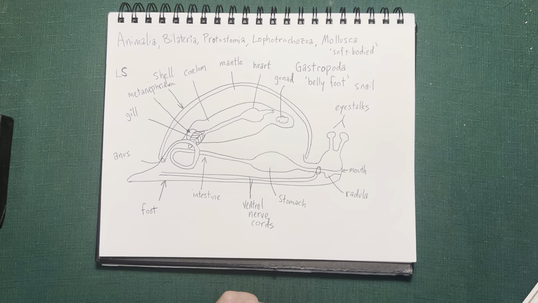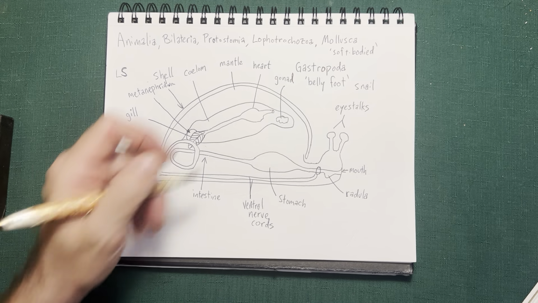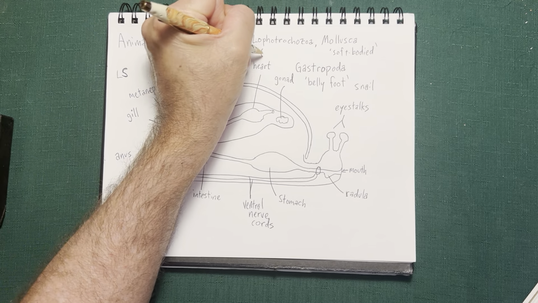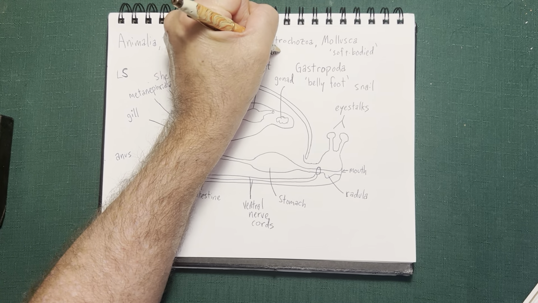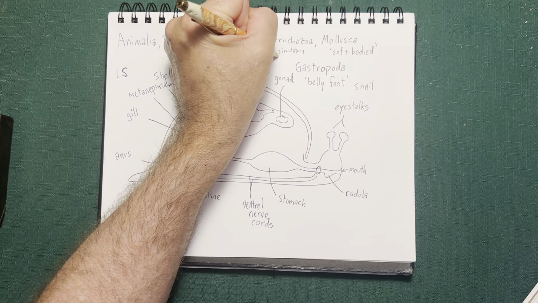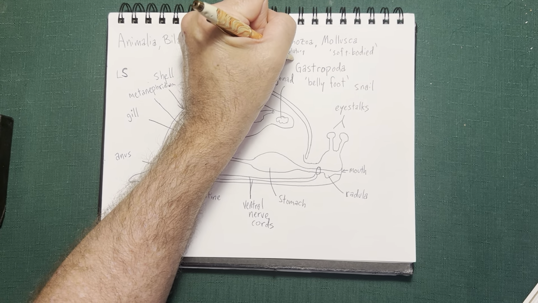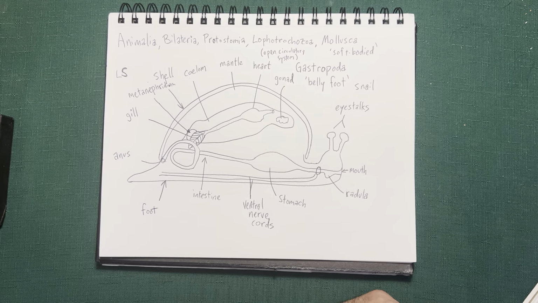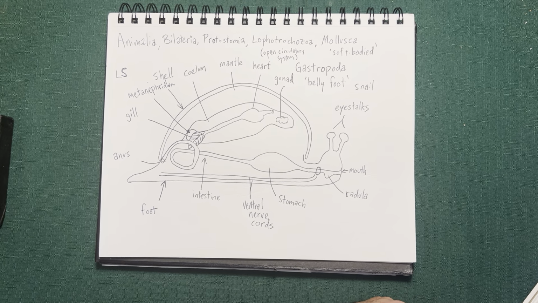So I think that covers everything I wanted to draw for you. Maybe I'll just once again indicate that we've got an open circulatory system. And yeah, that'll about do it. So we're getting more and more complex, more and more sophisticated as we delve deeper into the animals.